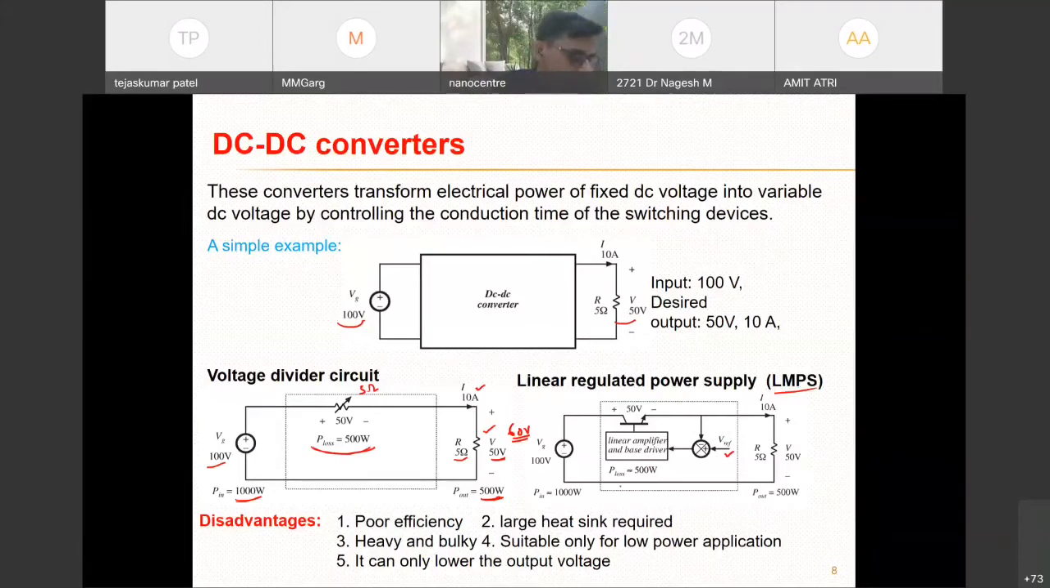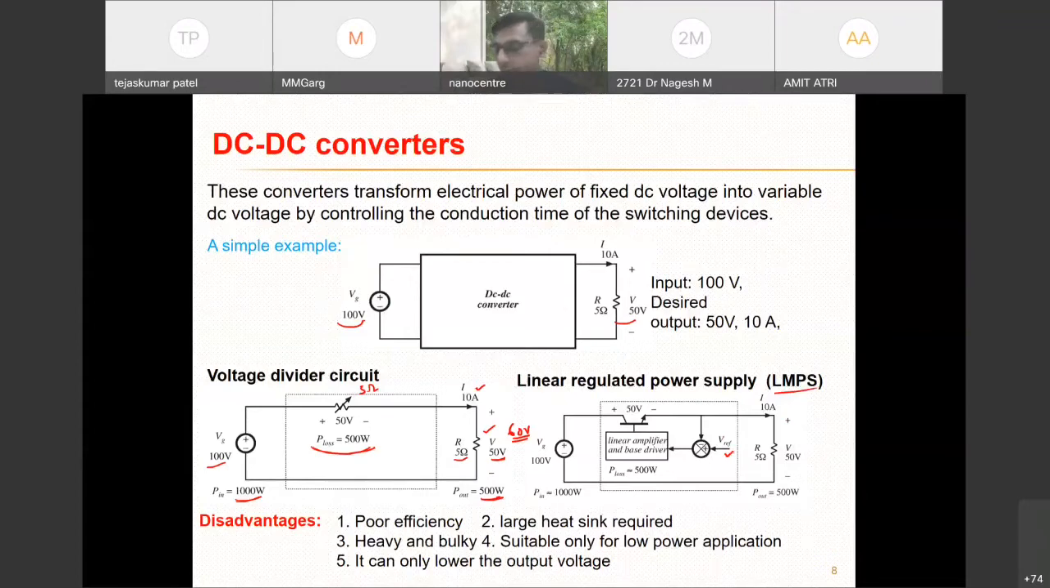So in order to sort this out, there is the linear regulated power supply, LMPSV, so linear mode regulated power supply. Those are the power supplies which are basically being used in our labs, BTech labs. We use the bulky one. So here the thing is that some reference voltage is given, and based upon this reference voltage, automatically the circuit adjusts.